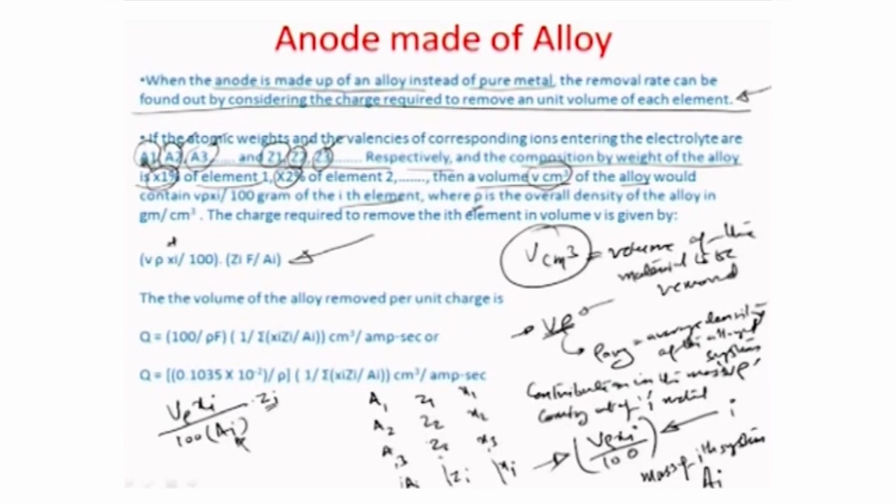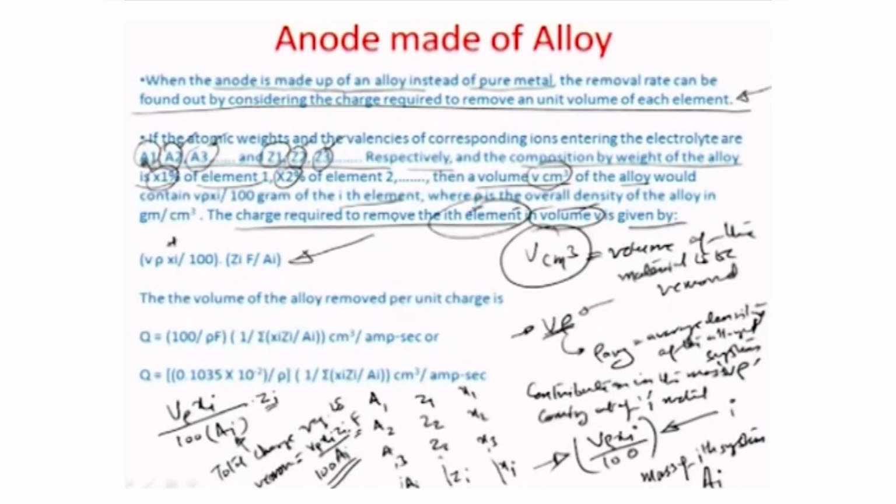And so, the total charge required to remove this material would be V rho xi Zi by 100 Ai times the total charge in 1 mole of electrons, that is F, 96,500 coulombs. So, that is the overall charge which is needed to remove the ith element in the volume V of the given alloy composition.